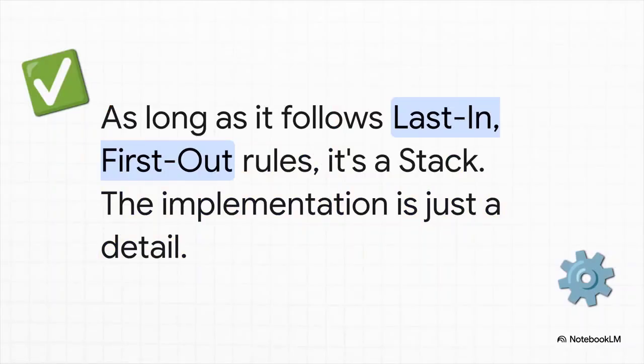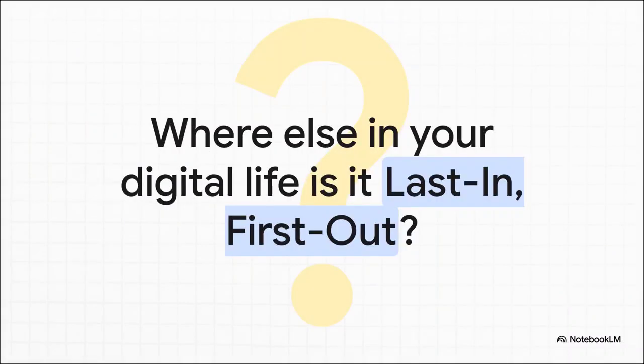What makes a stack isn't what it's made of, it's how it behaves. As long as it plays by the last-in, first-out rules, it is a stack, period. The rest is just an implementation detail. So the stack is really proof that sometimes the simplest ideas are the most powerful ones. It's this tiny fundamental building block that makes our huge, complex digital world even possible. And that just leaves me with one last question for you to chew on. Now that you know the pattern, what other parts of your digital life do you think are secretly being run by this simple last-in, first-out idea?